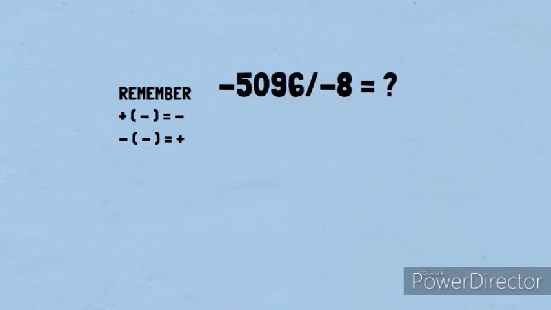Example 5. Negative 5,096 divided by negative 8. In both of these numbers, there's a negative sign, and negative of negative is positive. So our answer is positive. 5,096 divided by 8 is 637. So our answer is positive 637.